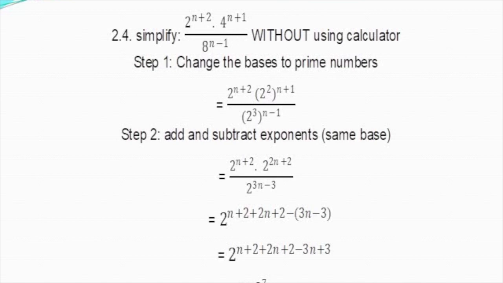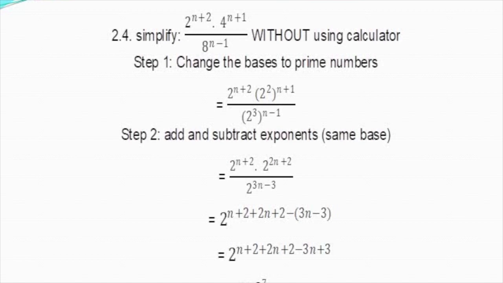The next one we need to simplify is 2 to the power n plus 2 multiplying 4 to the power n plus 1. Learners, we are supposed to do this simplification without using a calculator. So no calculator in this work that we are doing. Everything is about the head. Use your head well in solving this particular question.